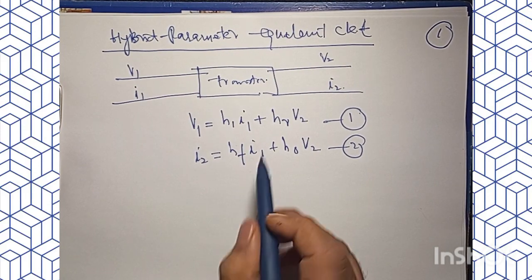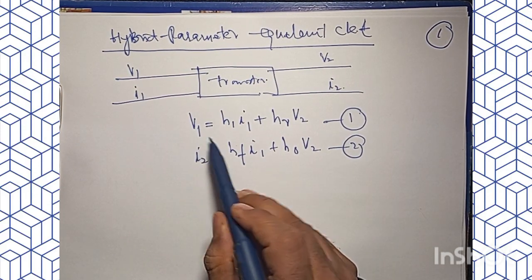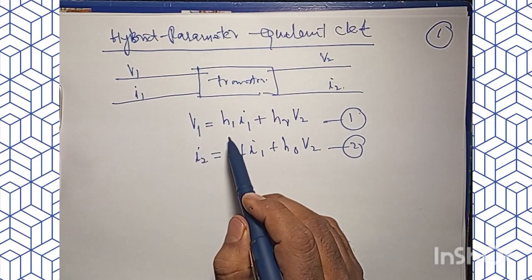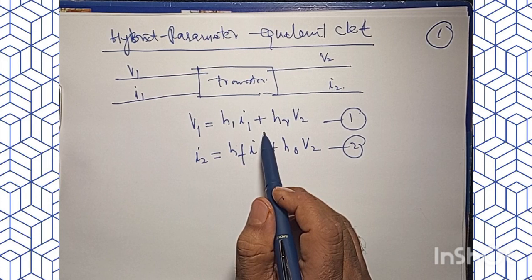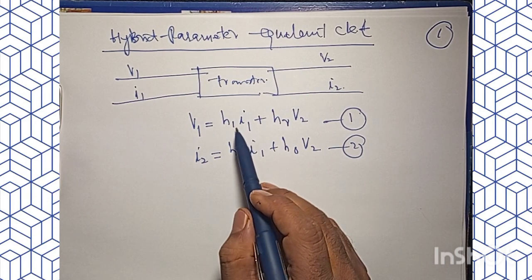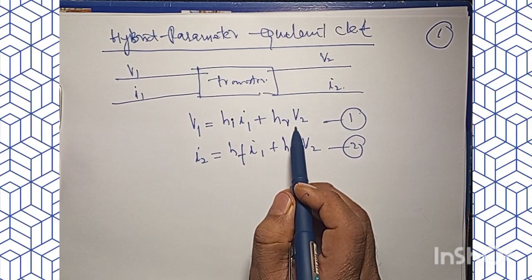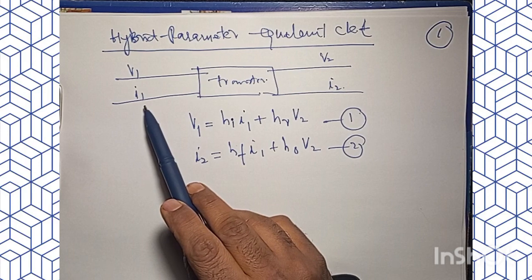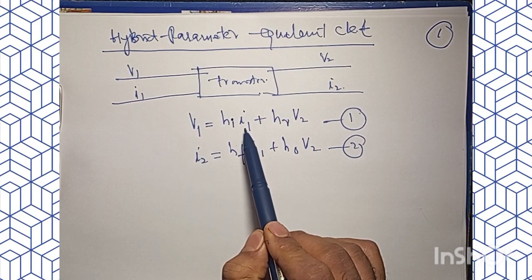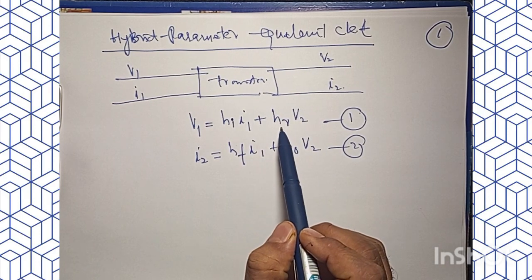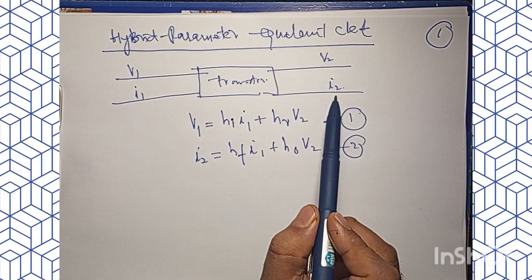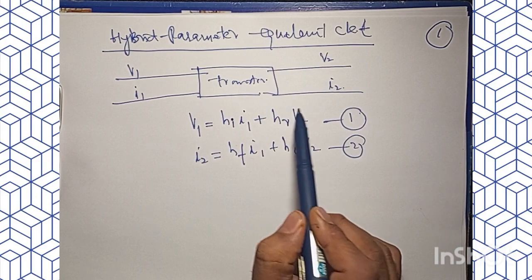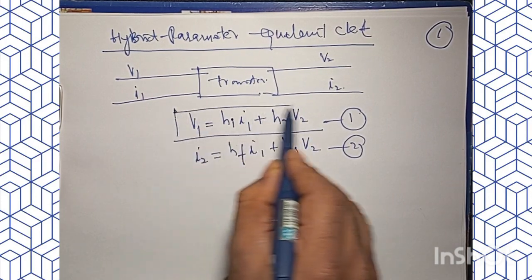Now, equation one is basically the sum of two voltages. On the left hand side I have a voltage, so certainly I must have voltage on the right hand side. So it's the sum of two voltages: the voltage across the impedance due to the current I1, and the voltage H_R V2. This is another voltage, which is transferred from the output into the input. Now this is the equation of voltages.